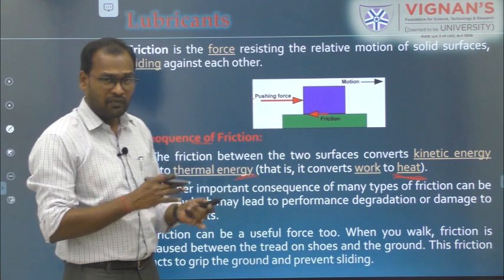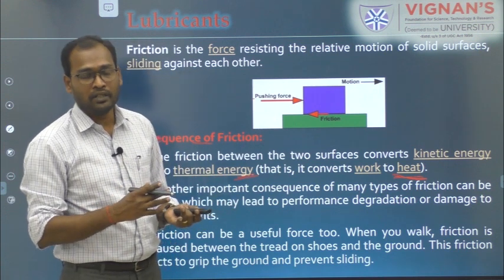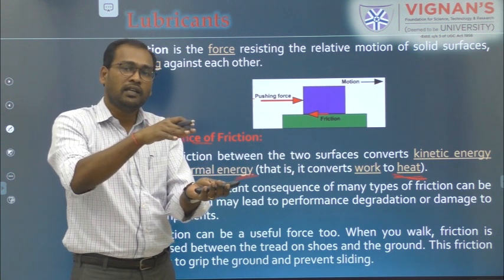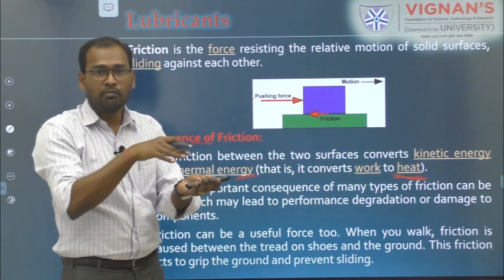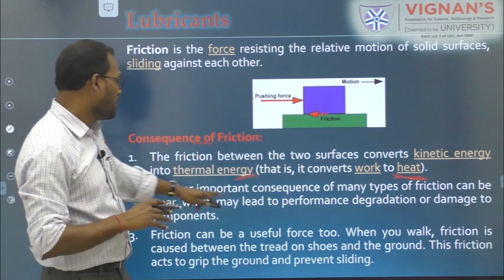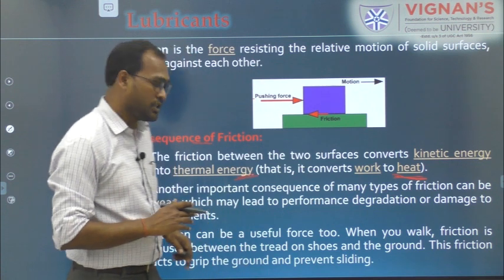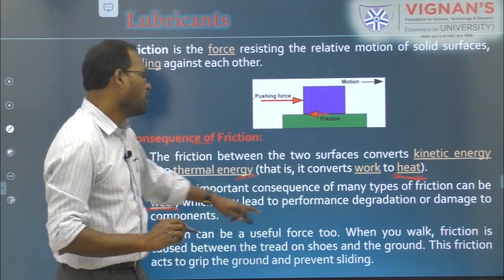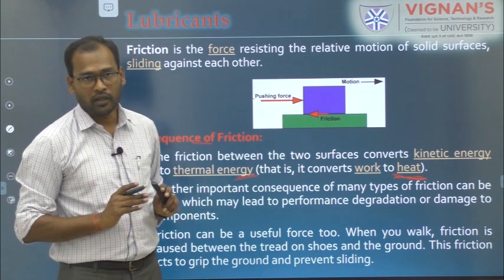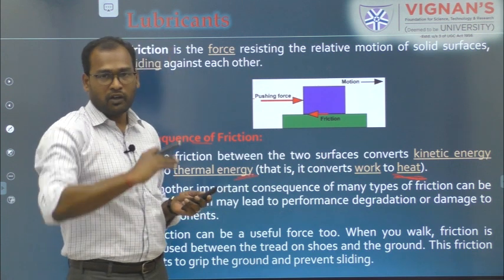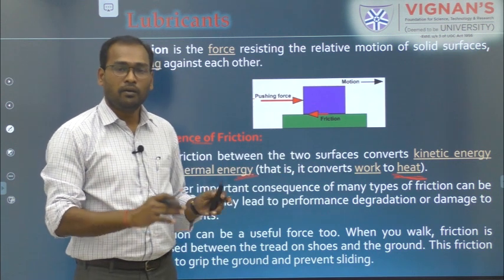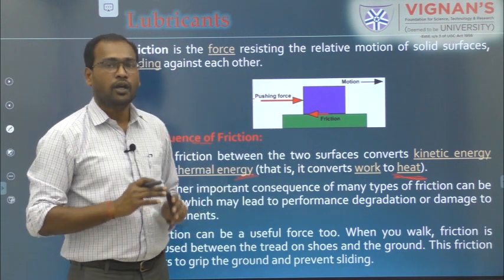And the second one is, if these materials are going to move, sometimes what happens, if one material is very hard and the other material is very soft, the harder material can break the softer material, thereby you will end up with some wear and tear over the surface of the materials, right? So another important consequence of many types of friction can be wear, which may lead to performance degradation or damage to the components. Okay, so the hard material will take part of the softer material. Because of this, the material will get damaged, as well as the efficiency of the system will also be reduced.